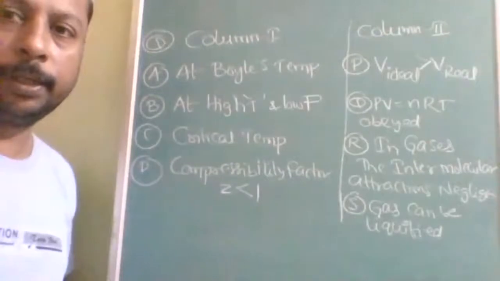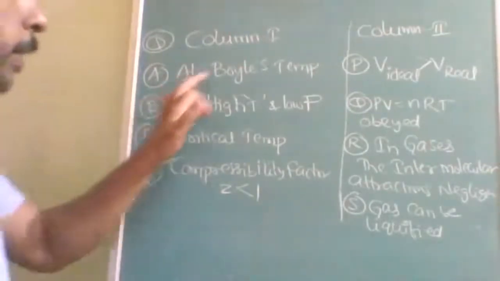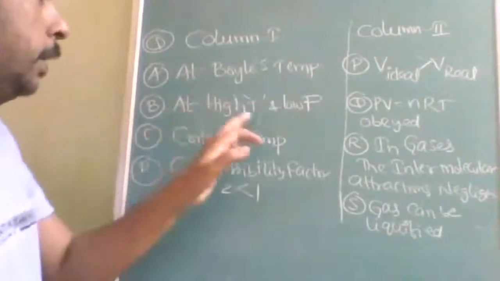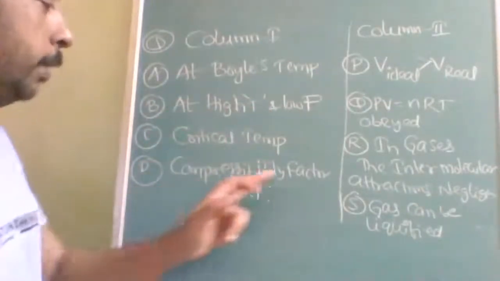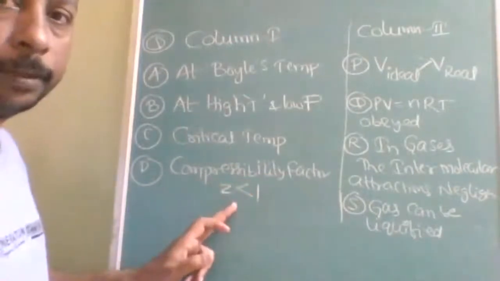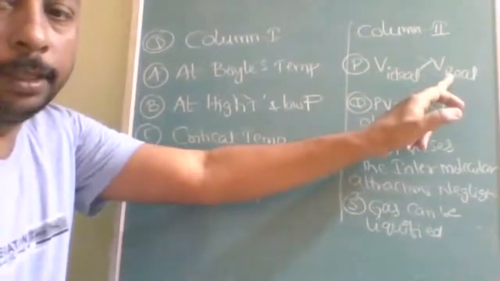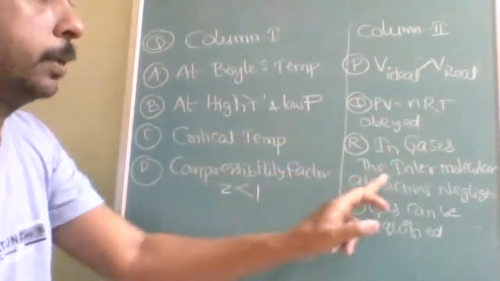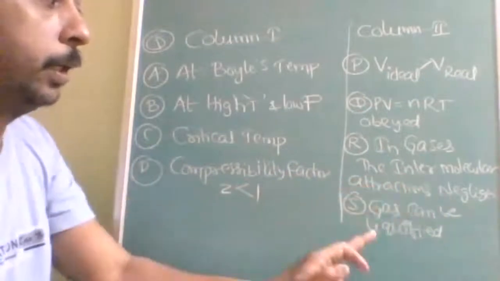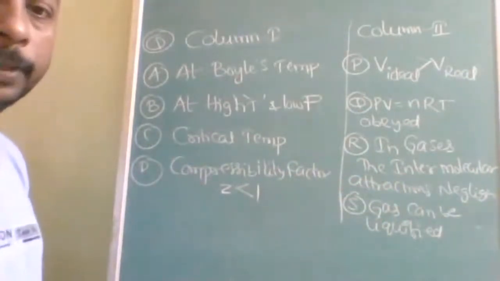Okay, next question is left side. Some temperatures are given: at Boyle's temperature, at high temperature and low pressure, at critical temperature, compressibility factor less than 1. And here options are V ideal greater than V real, PV is equal to nRT obeyed, and gases intermolecular attractions are negligible. Gas can be liquefied. Okay, right.